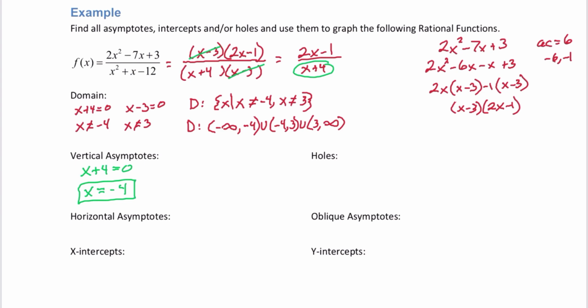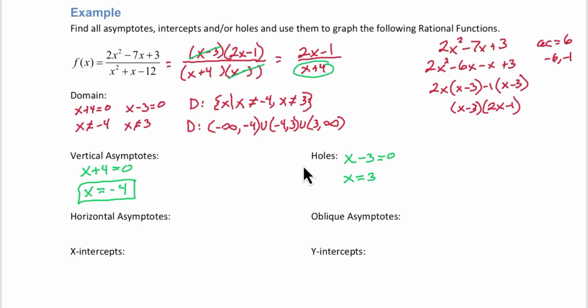Notice that there are two domain restrictions. We had -4 and 3 that are issues. Only -4 is caused by a vertical asymptote. That means the other domain restriction must be a hole in the graph. And we know that because it's the factor that reduced, that factor that cancels, that's going to be a hole in the graph. So we're going to use that factor to find the hole. x minus 3, set it equal to 0, and we see that the hole occurs when x is 3.